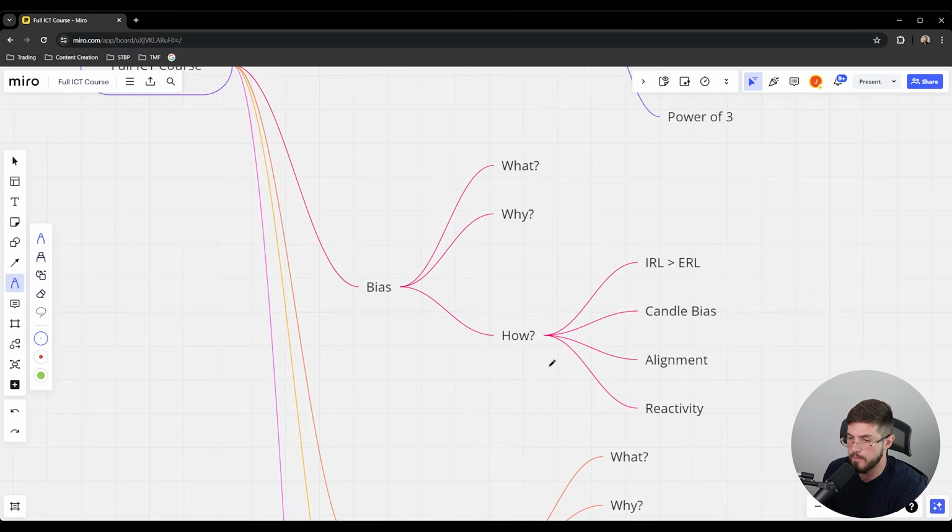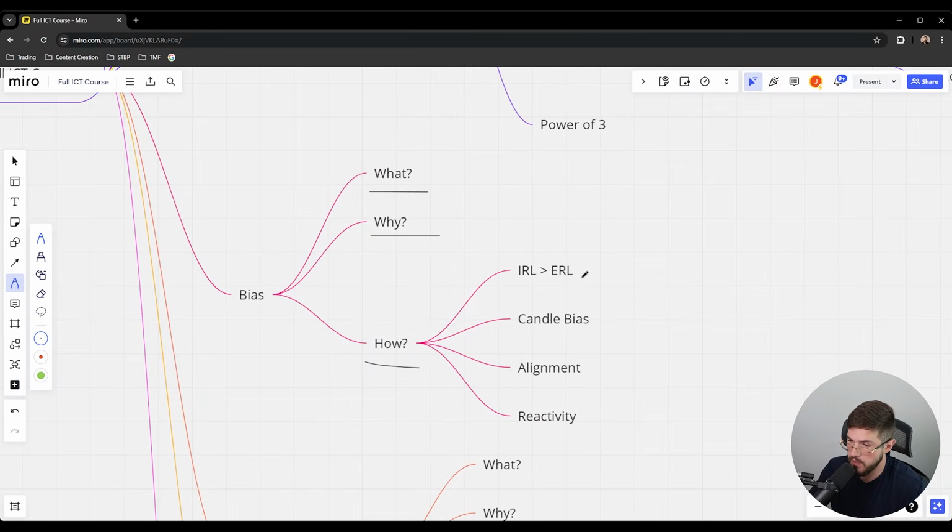All right, now let's talk about one of the most subjective and difficult parts of ICT. If you don't understand this, then literally nothing will work because you're going to consistently be trading the wrong side of the market, which is daily bias. What is it? Why do we use it? And how do we use it? We're going to break it down into 4 easy concepts, which we've already talked about one. Then we're going to talk about candle by candle bias, alignment, and reactivity theory, something else that I have come up with over my time in the markets.